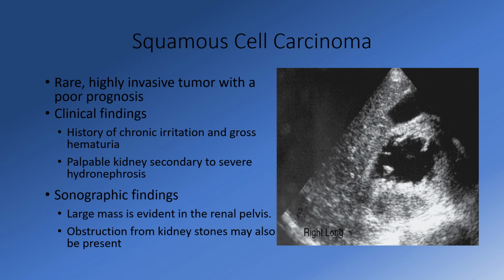Squamous cell carcinoma is rare, but it is a very highly invasive tumor with a very poor prognosis. It tends to be aggressive. So clinical findings are going to be history of chronic irritation and gross hematuria as opposed to microscopic hematuria. They're going to have palpable kidneys secondary to severe hydronephrosis. The mass is typically large. You'll see it very evident in the renal pelvis, and you may see stones forming with this carcinoma, so you may see obstruction from kidney stones also present.